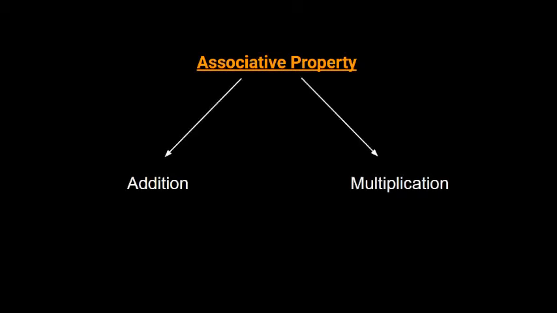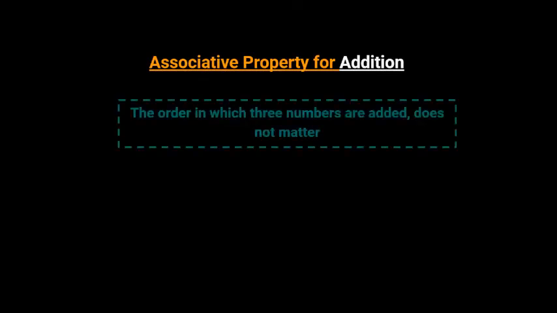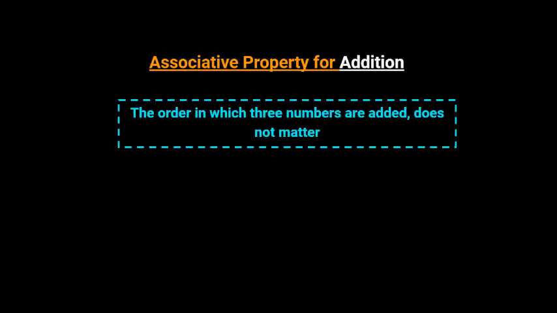Associative property is also of 2 types, one for addition and one for multiplication. Associative property is for 3 numbers or quantities. According to this property, the order in which 3 numbers are added does not change the result. For example, we need to add numbers 5, 9 and 2. Now if we add 5 and 9 first, and then we add 2, or we add 5 and 2 first, then 9 is added, or we add 9 and 2 first, then 5 is added, the result will be same.